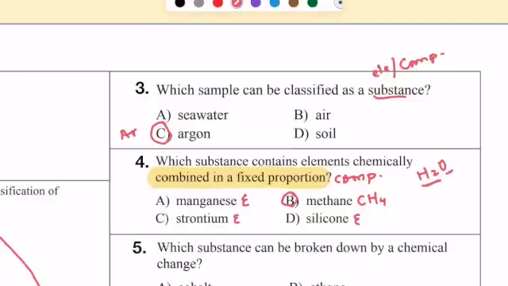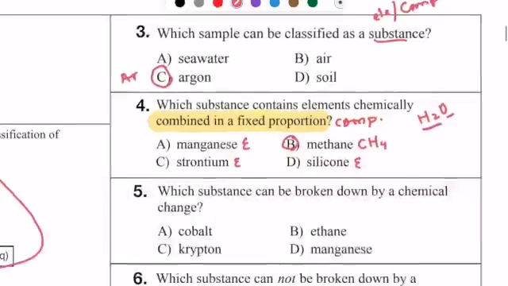Just a very quick trick: if you are not sure whether something is an element or a compound, you can always look at your Table S. Table S doesn't have all of the elements, but normally the ones that do show up on the Regents exam are named in Table S, so you can always look there to verify if something is an element.